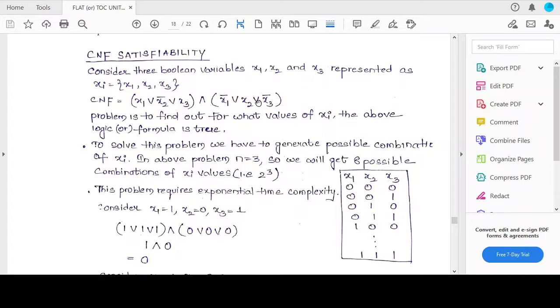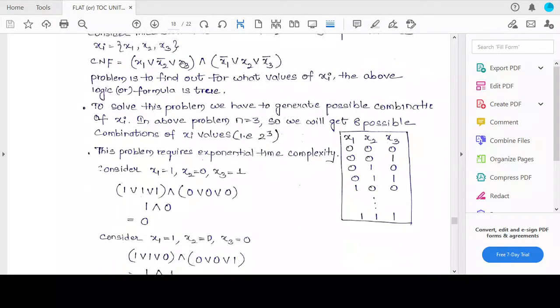Okay. So what we have to do here is we have to find the values of x1, x2 and x3 such that the result of this equation will become true. Okay. So we have to find the values of x1, x2, x3 such that this satisfiability equation gives the true result. Okay, or it gives the value as 1.